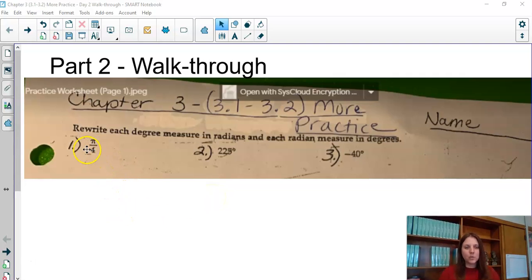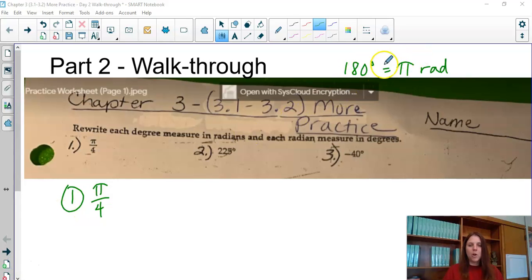The directions say rewrite each degree measure in radians and each radian measure in degrees. So if I start with number 1, and I recall that 180 degrees is equal to pi radians, what I can do is make a fraction, and I want to get rid of the radians. I can tell this is radians because it has a pi in it, and secondly, there's no degree symbol. In order to get rid of the radians, I'm going to put the pi in the denominator and the 180 at the top.